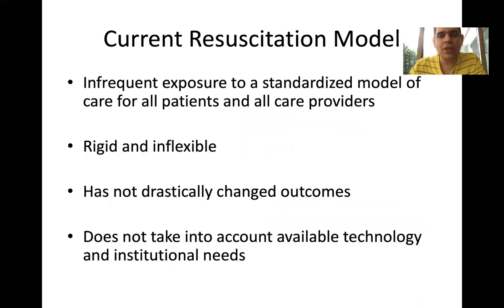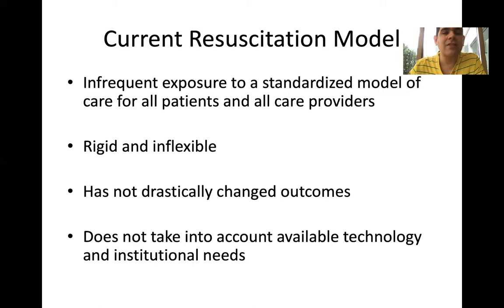So I suppose the question then comes as to what is wrong with our current resuscitation model. Every 2 to 3 years, we go through BCLS and ACLS. Now, while this is important for people who do not resuscitate frequently, for those of us that are heavily involved in resuscitation and do it on a routine basis, I'm sure many would agree that ACLS and BCLS are fairly rigid and inflexible. It prescribes one way or a template to resuscitate patients.